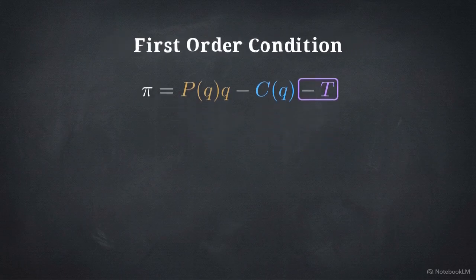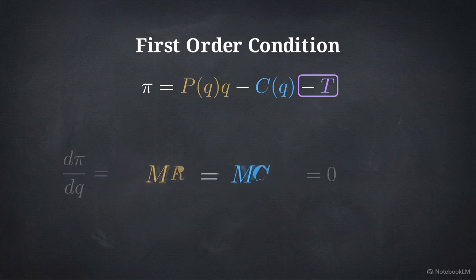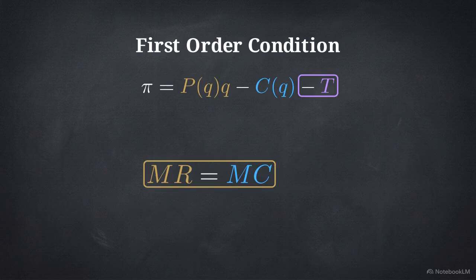To find the exact peak of their profits under this new condition, we take the mathematical derivative, known as the first-order condition. Because the tax T is a constant, it drops out of the derivative entirely. The equation resolves exactly back to the baseline. Marginal revenue equals marginal cost. The optimal quantity doesn't move.